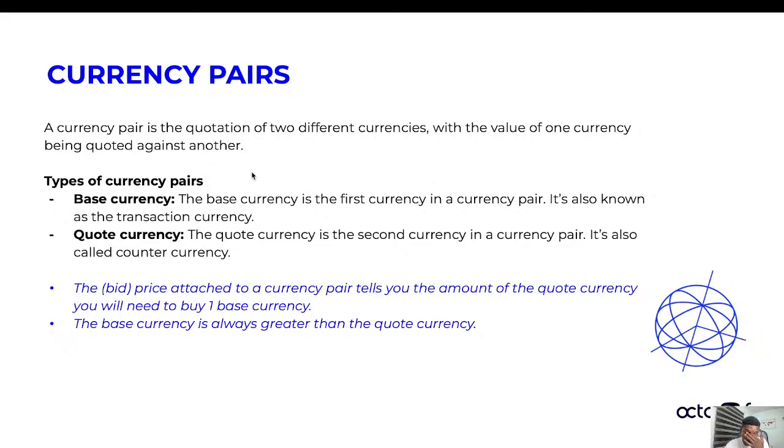In currency pairs, we have the base currency and the quote currency. The base currency is the basis for the transaction. It is the one that we are using to carry out that transaction. That is the first currency in the pair. So when we say Euro USD, Euro is the base currency. The quote currency is the second currency in the pair. It is also called the counter currency.